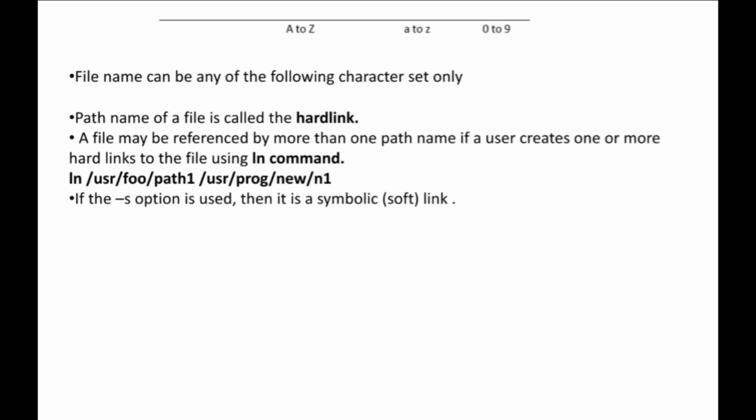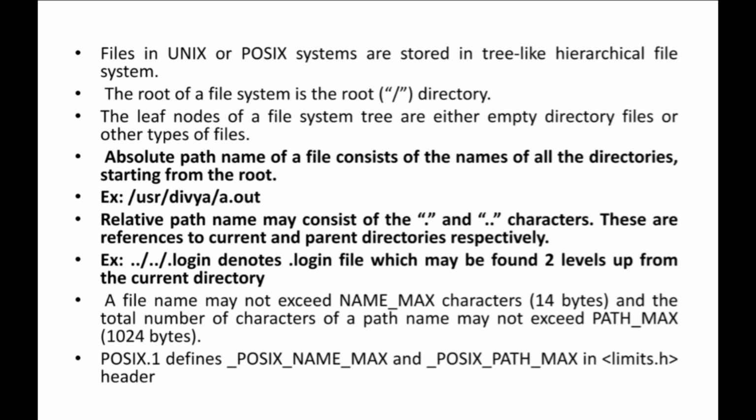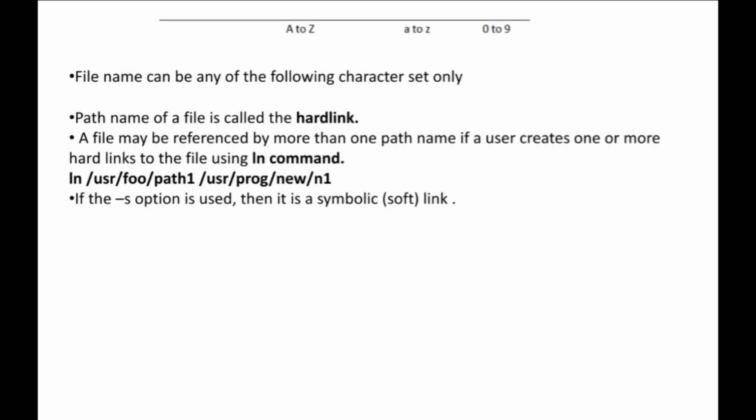A file name can be any of the following character set only. I told you the file size should be within 1024 bytes. The maximum name length should be within 14 bytes, and the total number of characters should be within 1024 bytes. But what characters can you use to write a name? You can use alphabets from capital A to Z, or small a to z, or 0 to 9. You can use any of these alphabets or digits while naming your file.